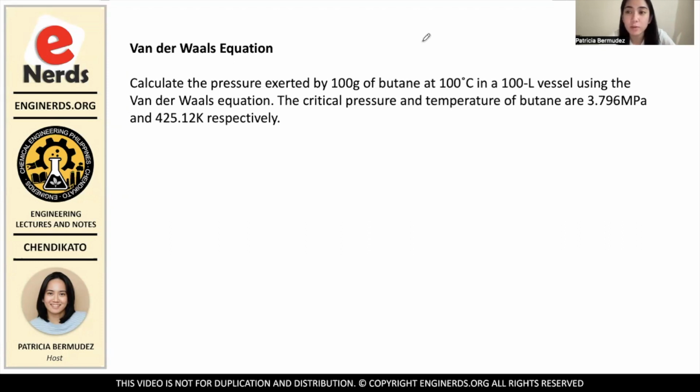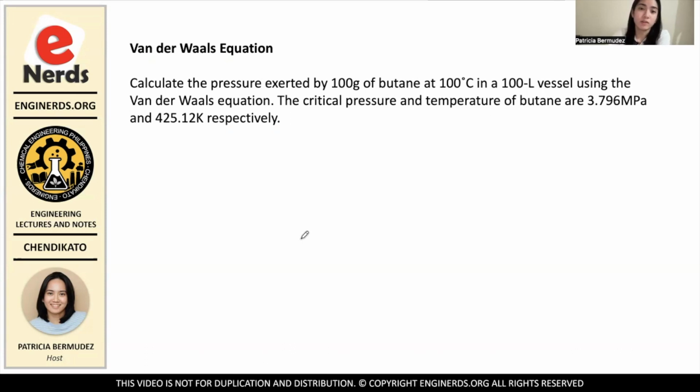And for today's video, we will be focusing on non-ideal gases and we will be exploring the Van der Waals equation. So the problem tells us to calculate the pressure exerted by 100 grams of butane at 100 degrees Celsius in a 100-liter vessel using the Van der Waals equation. The critical pressure and temperature of butane are 3.796 megapascals and 425.12 Kelvin, respectively.